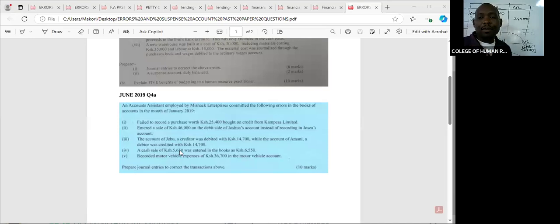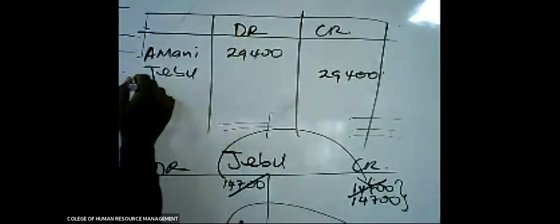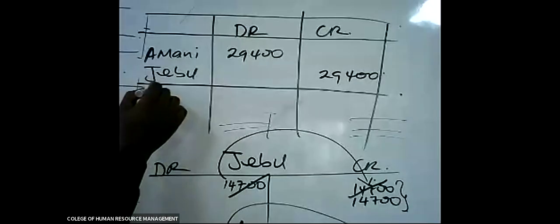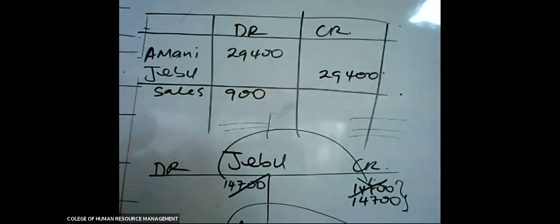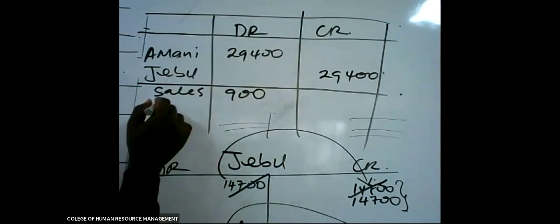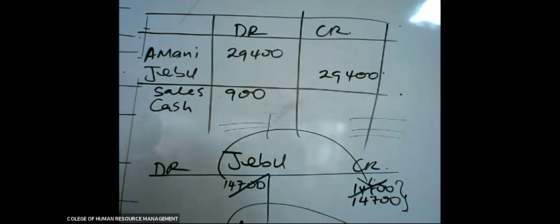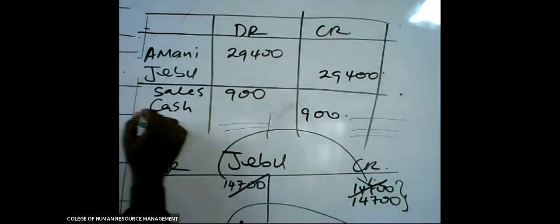So you will come here under the journals. You will come here again and write that. You now say sales, we need to reverse 900. To reverse 900 from sales, because we had credited by 900 extra, now we debit that account. Then you go to cash. Cash account was debited, but was debited with 900 extra. We needed to reverse the 900. Now that it was initially debited, to reverse the 900, we shall credit the cash.